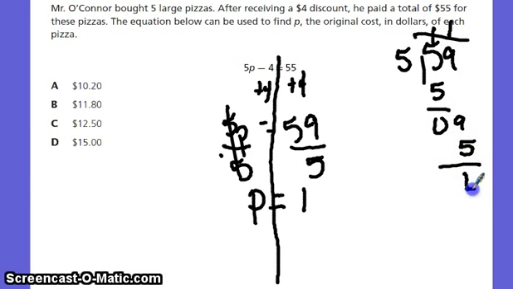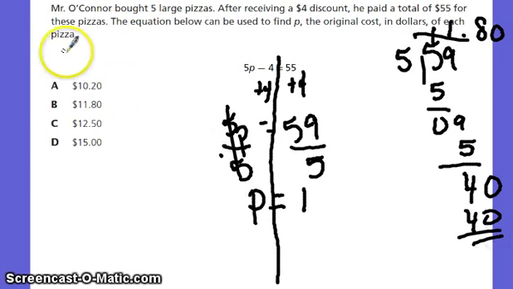From there, I can see that it's not going to be any of the other choices, but I'm going to finish it out. 1180.